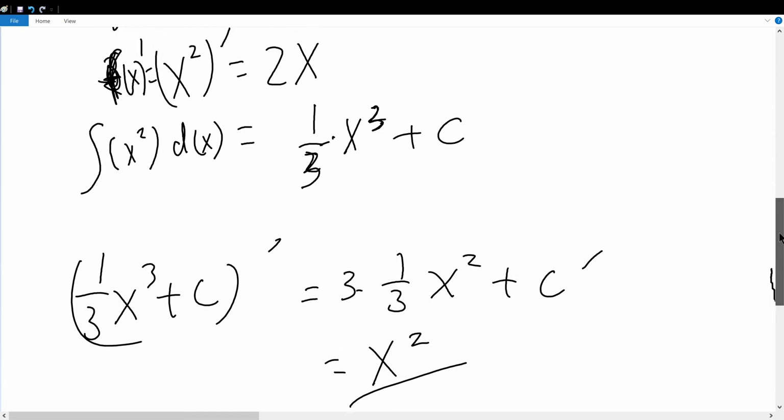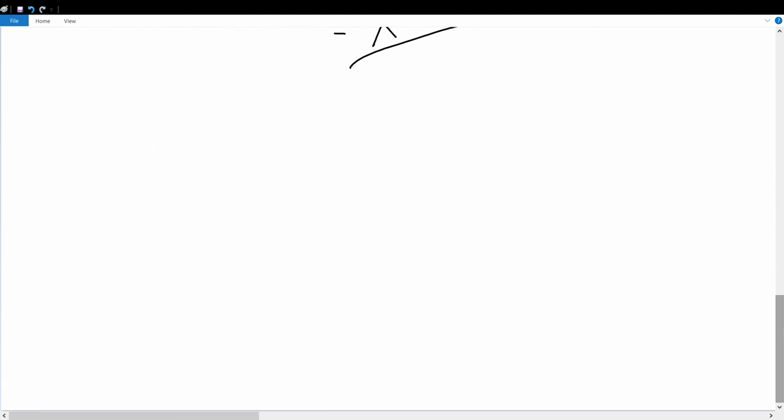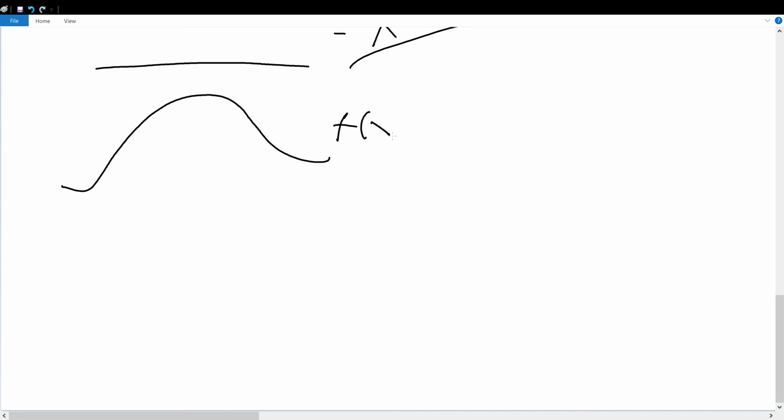That's it for integration. Now, lastly, what you need to know is the uses of it. Pretend we have a curve like this. This is f of x, and you want to figure out the area under the curve. Integration is really useful for that.